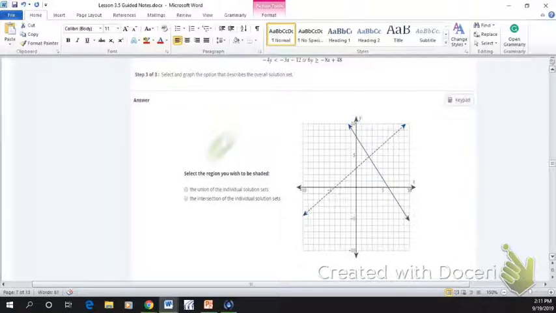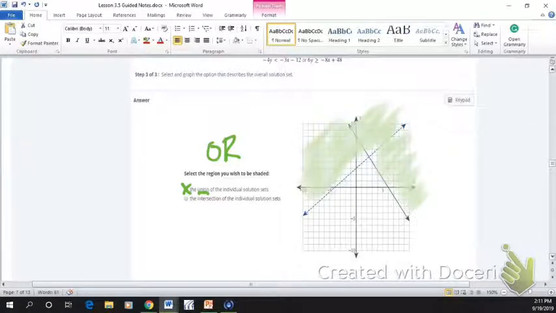So this one's an or, right? Yes, it's the union. Or means union, so I want to select that. And now refresh my memory on the first one. What did we shade above? Above on both. Okay, so if I shade above on both, there's above on that one, there's above on that one, and that's going to be your answer. Yes. Okay, so every point in that shaded region is a solution to the original inequality.